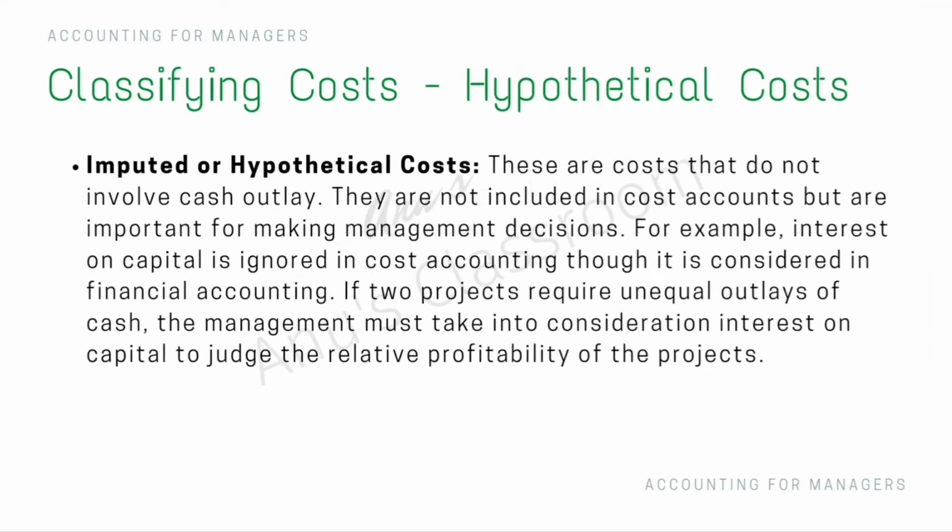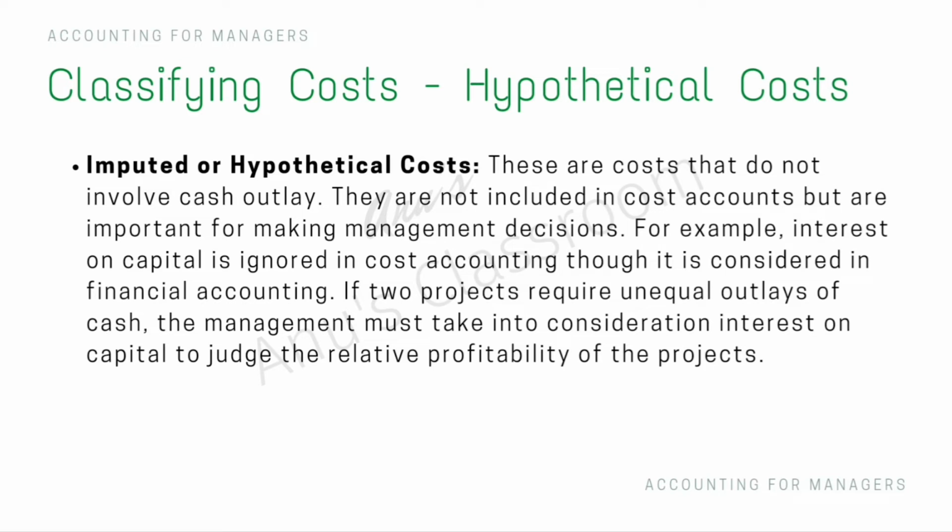Coming to imputed or hypothetical costs, these are costs which do not involve a cash outlay. They are not included in the cost accounts, but they are important for making management decisions. For example, the interest on capital. The interest on capital is ignored in cost accounting, but it is considered very much in financial accounting. If two projects require unequal outlays of cash, then the management must take into consideration the interest on capital to judge the relative profitability of the products.